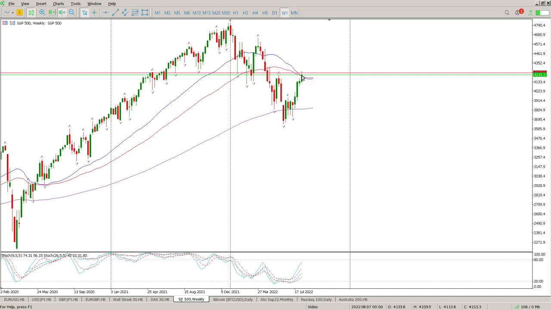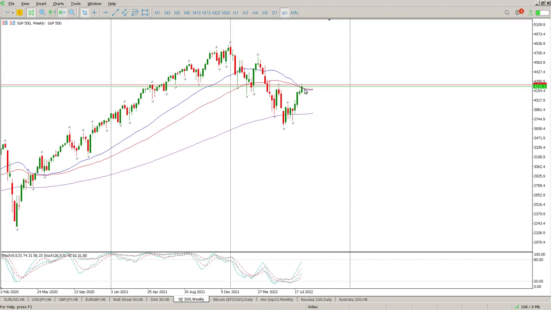It is either a retest of the moving averages, and then you're looking for another move down, or it is going to sort of gather itself here in some sort of a range and then pop through.